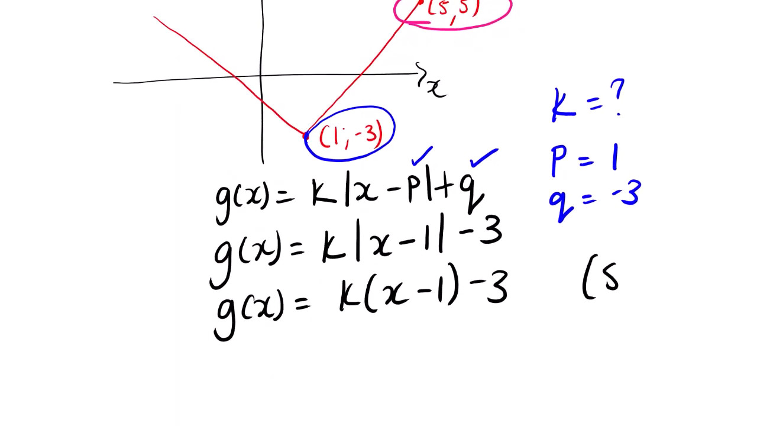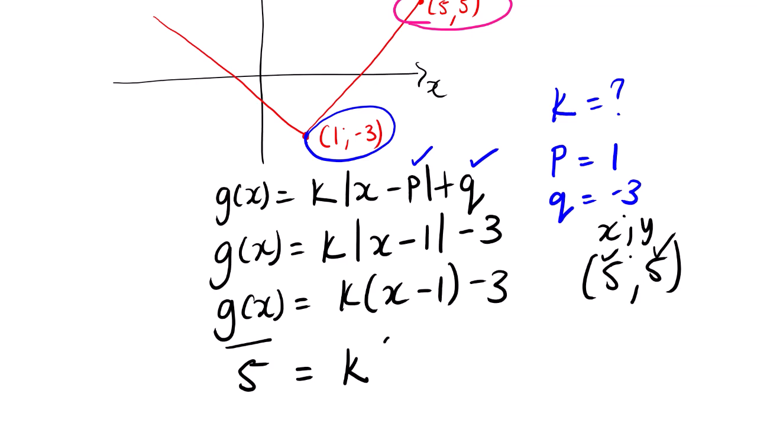So we know that the ordered pair is x maps to y. Where we see x, we substitute this. Where we see y, we substitute this. So we can see that this is y, our output. So we are going to substitute by 5. And then we are going to have k, and then we have x, it's 5 minus 1, negative 3.